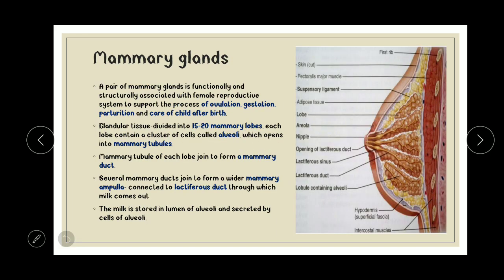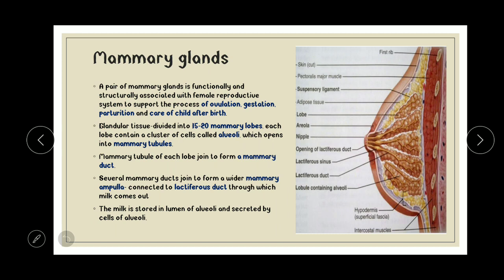Now the mammary gland. The mammary gland is a gland functionally and structurally associated with the female reproductive system, and it is a modified sweat gland. The presence of mammary glands puts an animal under a specific class, that is the class Mammalia. We already know this. And what is the function? It helps in the processes of ovulation, gestation, parturition and care of the child after birth. So the milk gland or mammary gland is necessary for the nourishment of the child after birth.